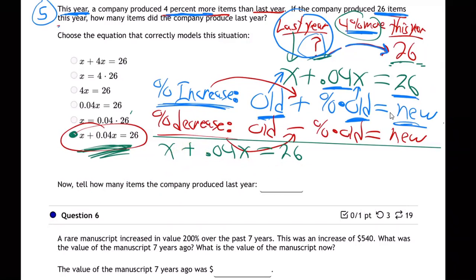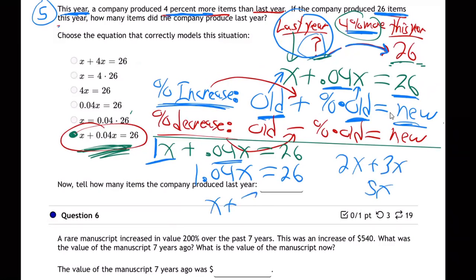How do we solve that for X? Well, over here, you have to remember there's an invisible 1 in front of that X. So 1X and 0.04X is 1.04X. You just have to add those together like terms, kind of like 2X and 3X makes 5X, or X plus 7X makes 8X, because there's an invisible 1 there. That's what I basically did. I just added like terms, remembering there's an invisible 1 in front of that first X. So 1X and 0.04X is 1.04X.